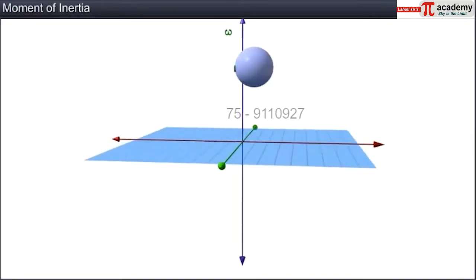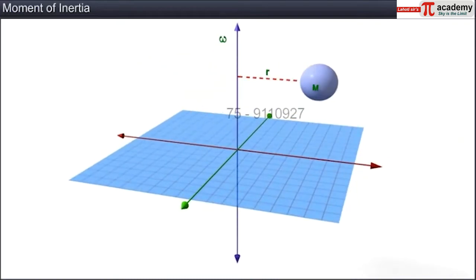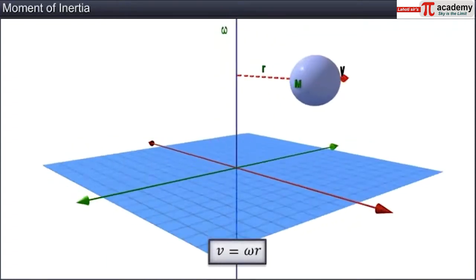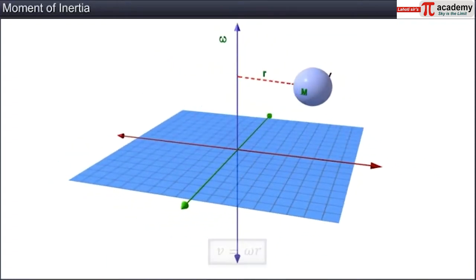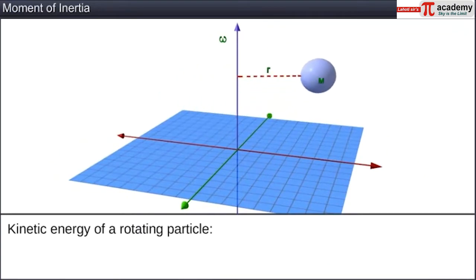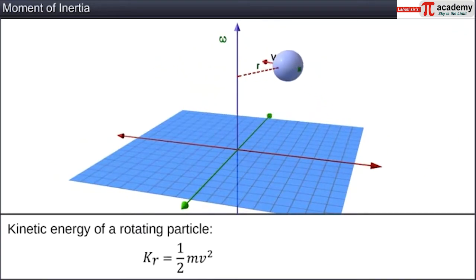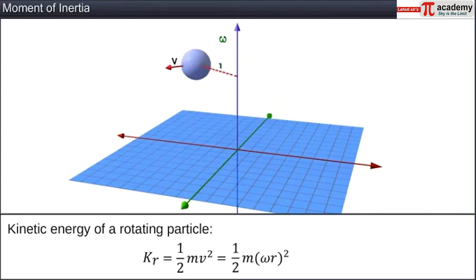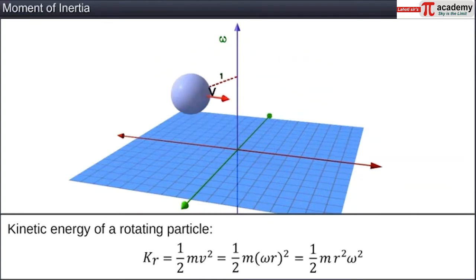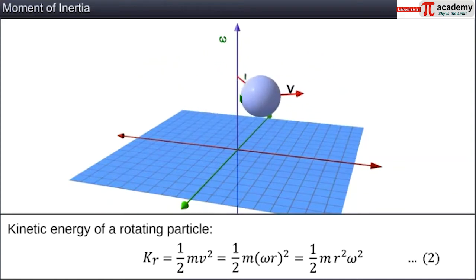If the particle is rotating about an axis with an angular speed omega and at a perpendicular distance r, then its linear speed v is equal to omega r. The kinetic energy of the rotating particle is Kr is equal to half mv square, which is equal to half m into omega r whole square, which is also equal to half mr square omega square. Let this be equation 2.